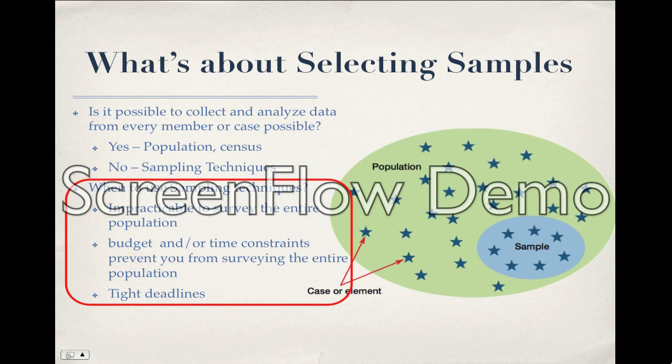So when do you use sampling techniques? When it's impossible to survey the entire population. That can be because of budget, time constraints, or because you have a tight deadline.